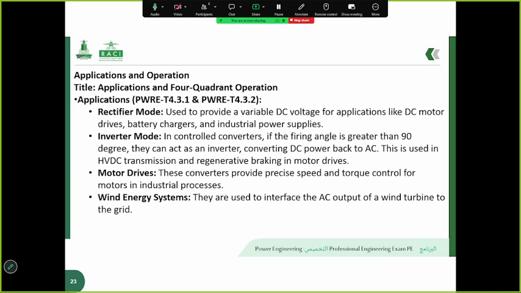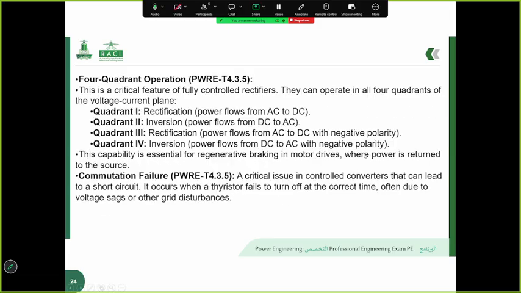This slide further highlights the importance of controlled converters in renewable energy applications, particularly in wind energy systems, where they are used to connect and regulate the AC output of wind turbines with the electrical grid. Overall, this slide demonstrates the versatility and significance of controlled converters in modern industrial and power system applications.